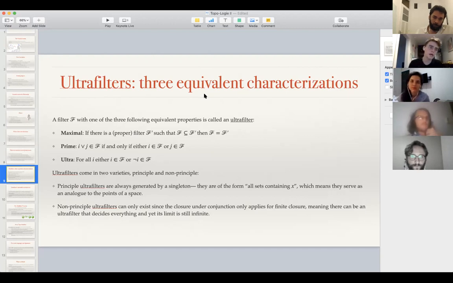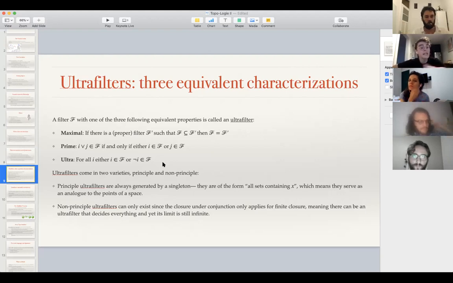But from this ultra property, it should be pretty easy to see that this is equivalent to it being maximal. Being maximal doesn't mean that it covers everything, right? Because of the proper filter. No, it doesn't. It's never going to cover everything. It's the largest thing, but that doesn't mean it covers everything. Actually, it implies that it doesn't, right? Yeah. So there's an explicit reason.